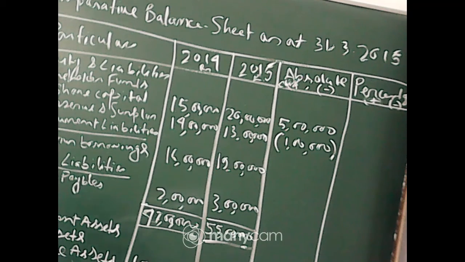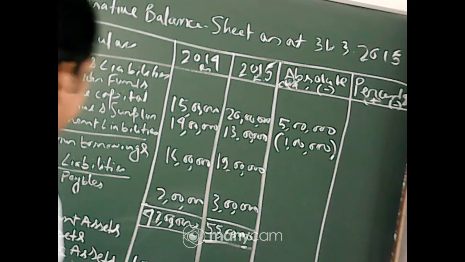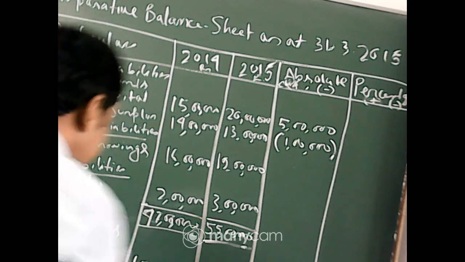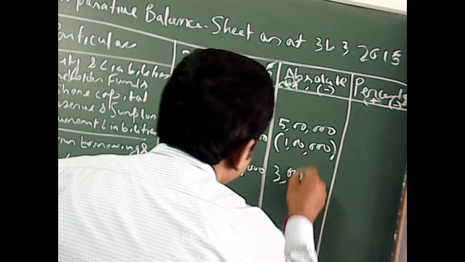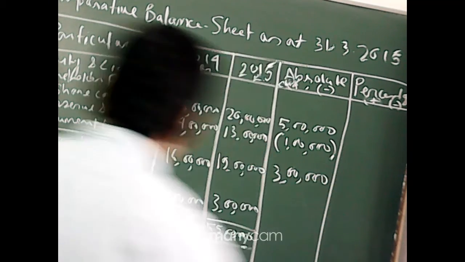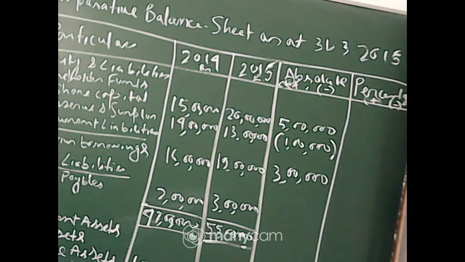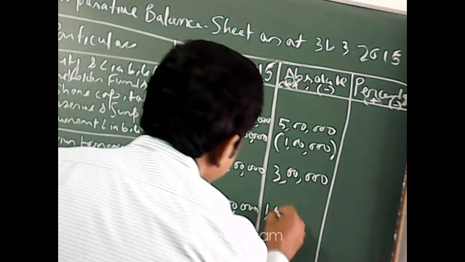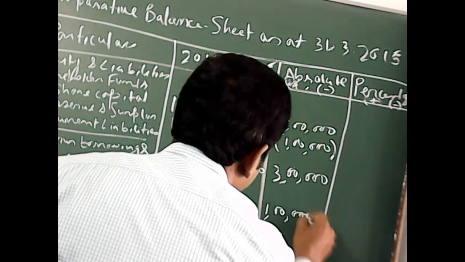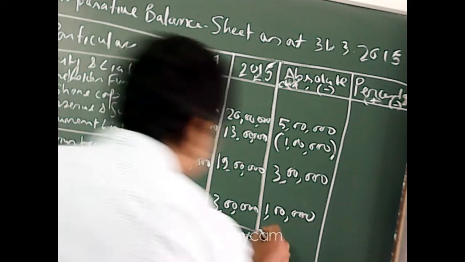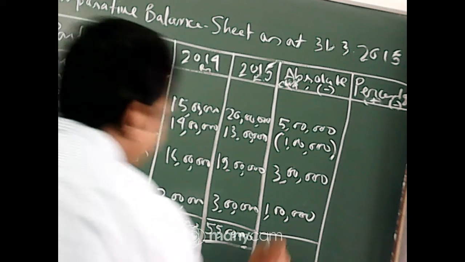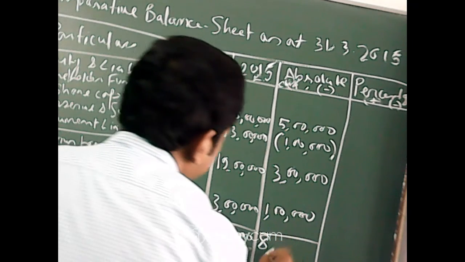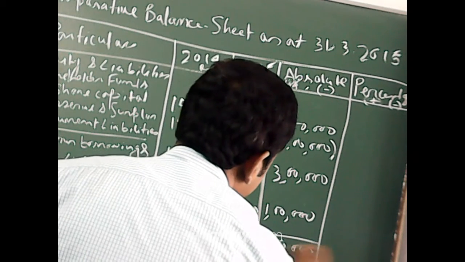Now again we take long term borrowings. Long term borrowing last year 16 lakh, this year 19 lakh. What is the change? The change is a positive figure, that is 3 lakh increase. Now trade payables. Trade payables also increase. Last year 2 lakh and this year 3 lakh, that is 1 lakh increase. And we have to make the total also, that is 8 lakh.